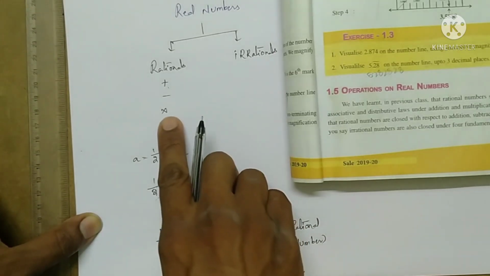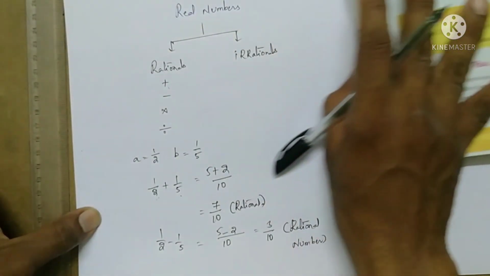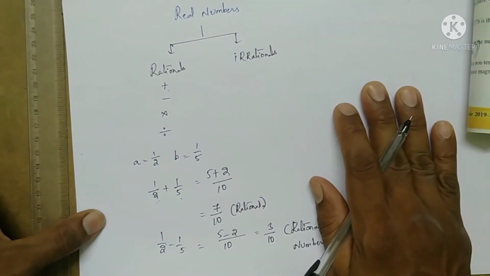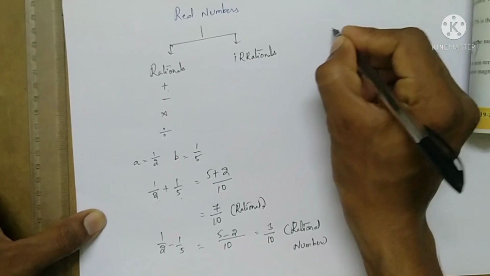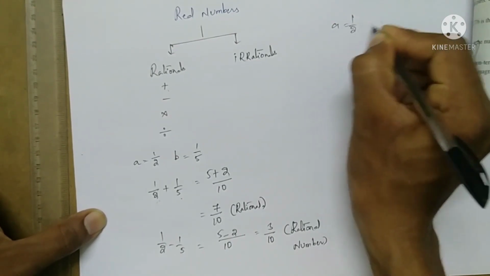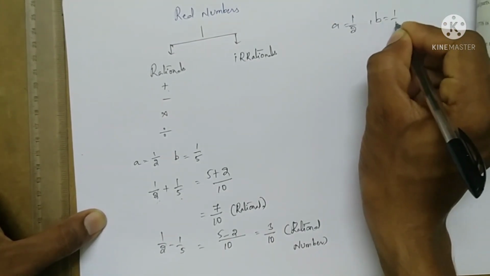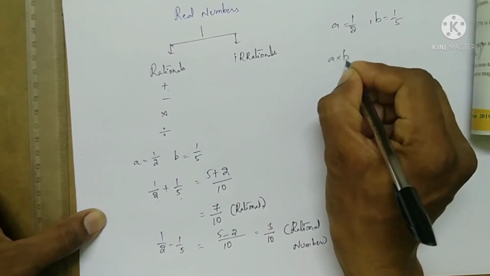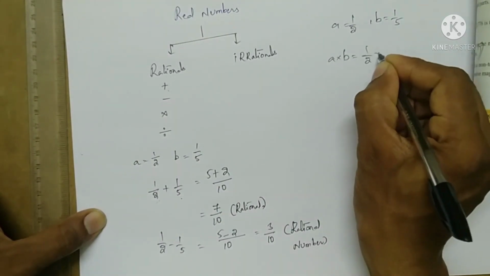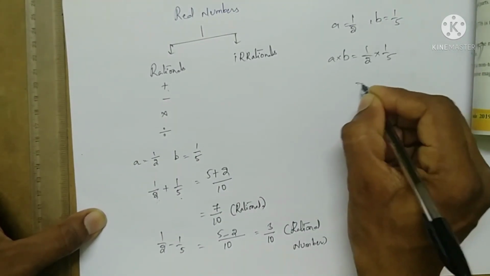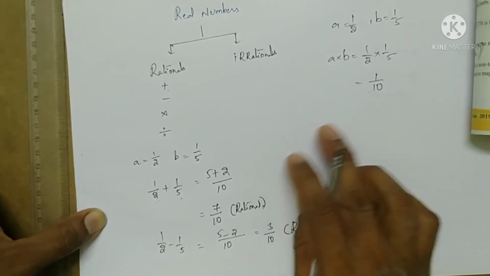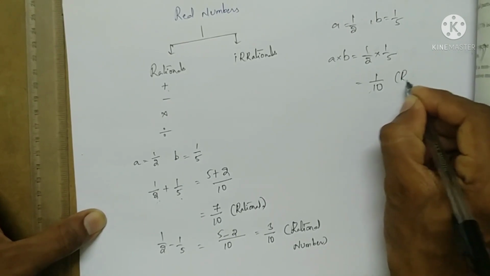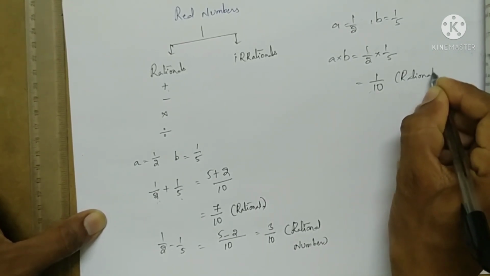Let us check our third operation, multiplication. a is equals to 1 by 2 and b is equals to 1 by 5. a into b is 1 by 2 into 1 by 5. 1 into 1 is 1, 2 into 5 is 10, so 1 by 10. It is also a rational number, right?